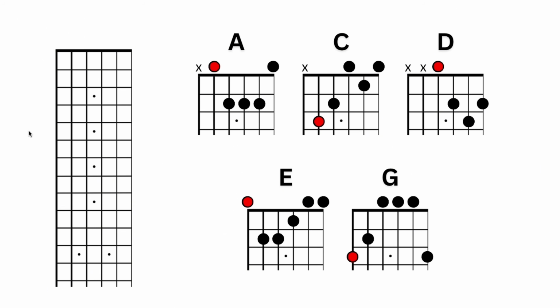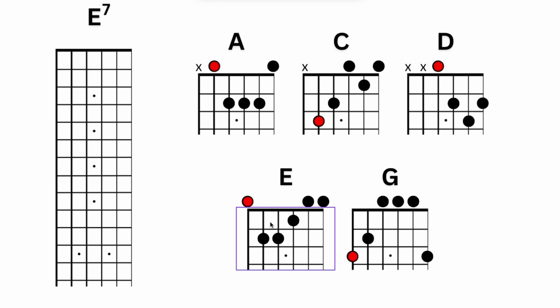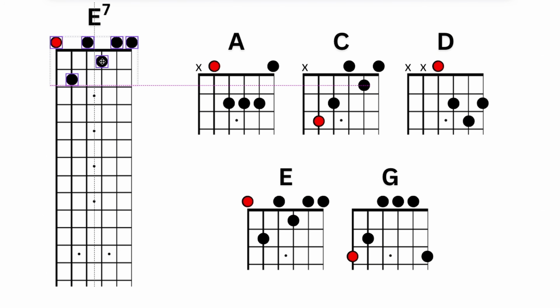But what happens if you want to play an E7, for example? Well, the only difference from E to E7 is this note moves 2 frets down, and that right there is an E7. So now I can translate this over here, and that's going to be my E7, right?